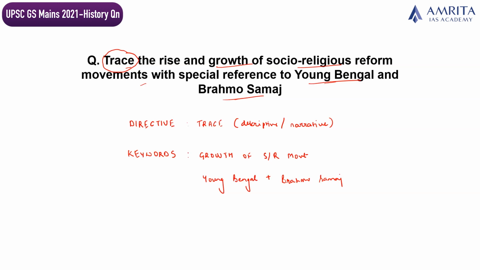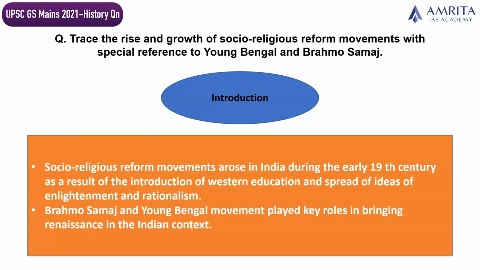As a part of the body, students, we'll proceed further and first of all give 2 or 3 good reasons of the rise and growth of socio-religious reform movements. And in the second part of our body, we will elaborate the key features of Brahmo Samaj and Young Bengal movement. Finally, students, we'll proceed towards our conclusion and tell the examiner how both of these organizations were helpful in creating a socio-religious reform or whether they were unsuccessful in doing the same. Okay, so let's proceed further. Now, first of all, students, let's start with the introduction.